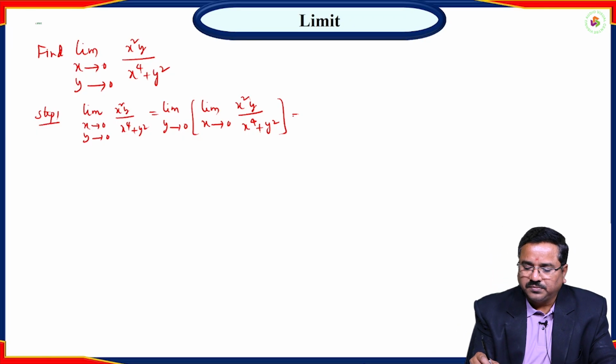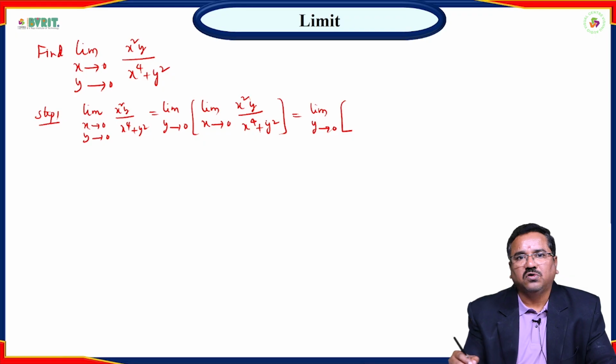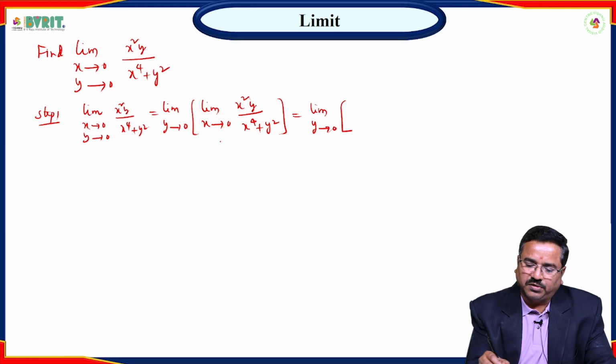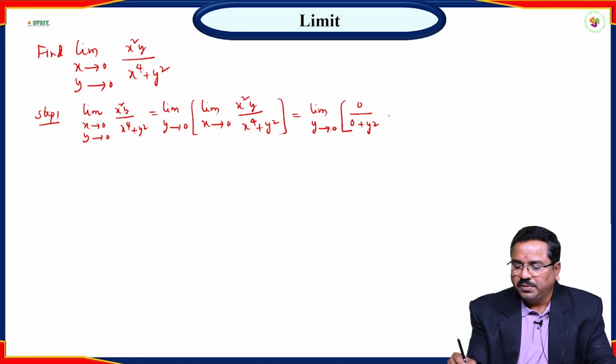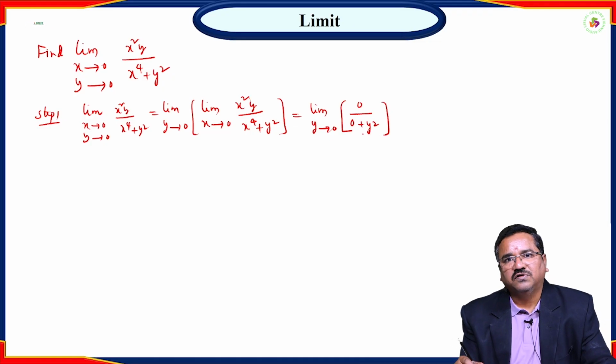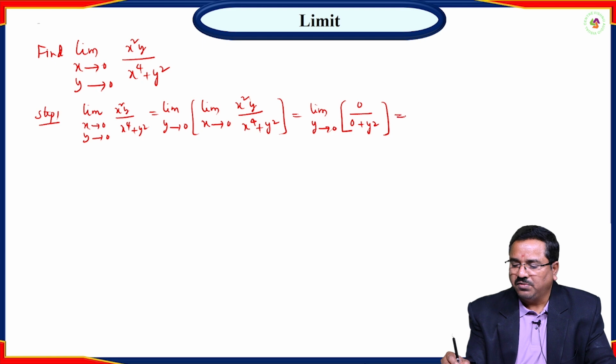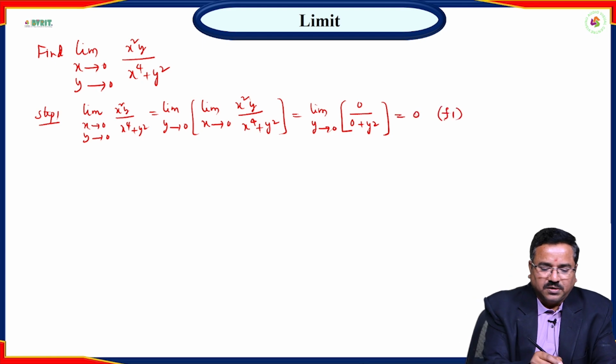Just substitute x as 0, then what do you get? Limit as y tends to 0. Now you can substitute x equals 0, computing this by replacing x by 0, giving 0 over 0 plus y squared. Then finally apply y tends to 0, and you will get 0. Let us say this value is f1. Then step 2.